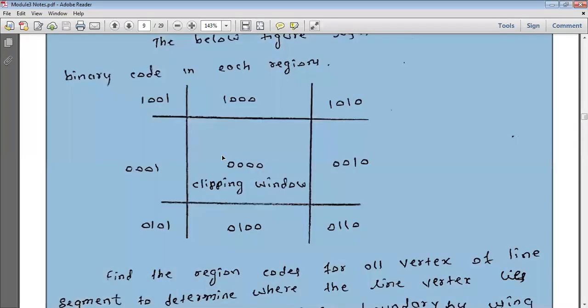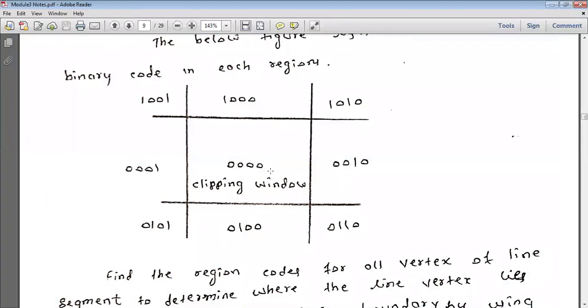The region code of the endpoint will be 0000 if it is inside. If it is outside, that means if it goes above, the first bit will be 1. If it comes below, the second bit will be 1. If it goes towards the right side, the third bit will be 1. If it goes towards the left side, the fourth bit will be 1. Now let us see the algorithm. This is a very important algorithm.